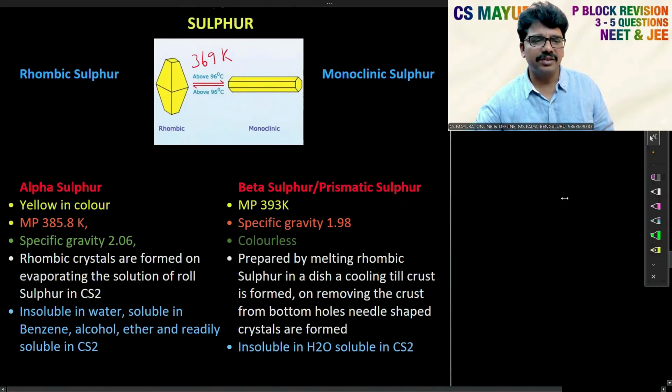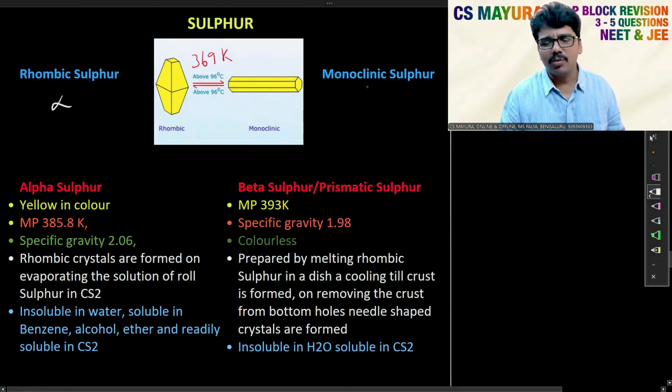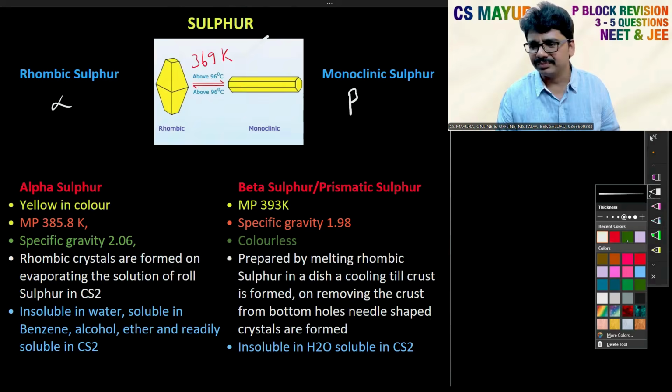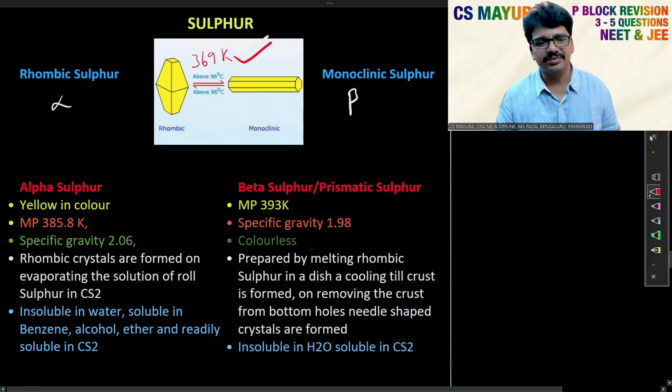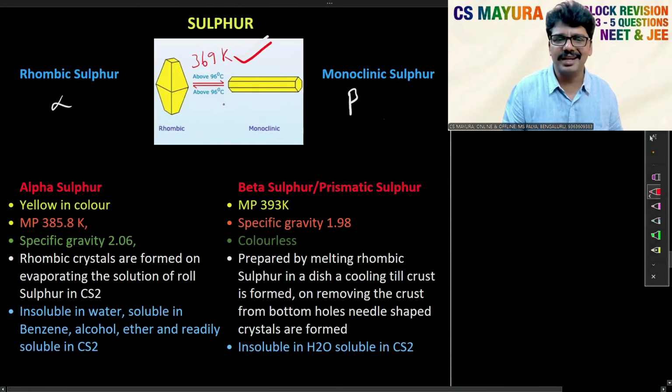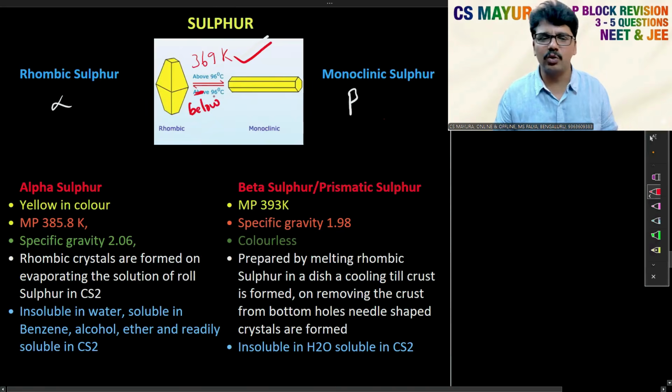Next, I am coming to allotropes of sulfur. Sulfur has two allotropes, alpha sulfur and beta sulfur. Rhombic sulfur is alpha sulfur; monoclinic sulfur or prismatic sulfur is beta sulfur. Different names are there. When rhombic sulfur is heated at 369 kelvins, it converts into monoclinic. When monoclinic is cooled below 369 kelvins, that is below 96 degrees Celsius, it converts into rhombic.